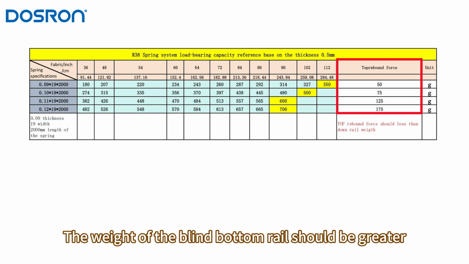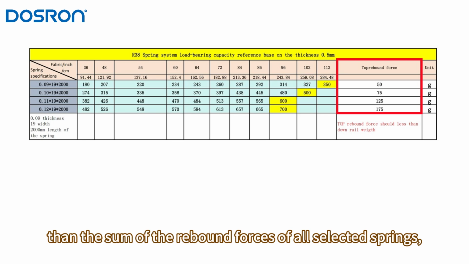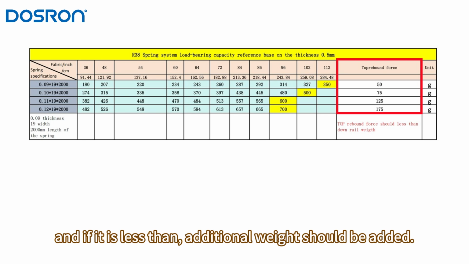The weight of the blind bottom rail should be greater than the sum of the rebound forces of all selected springs. And if it is less than, additional weight should be added.